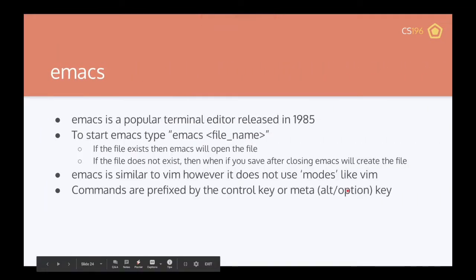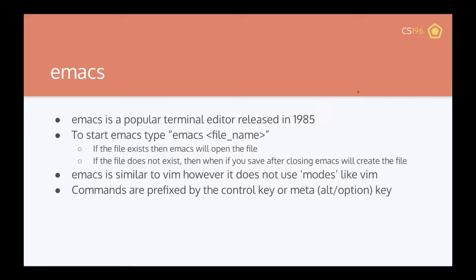Emacs is another popular terminal editor that was released in 1985. To start Emacs, you type emacs followed by the file name, very similar to Vim. Also similar to Vim, if the file exists, then Emacs will open the file, but if the file doesn't exist, then if you save after closing Emacs, it will create that file. Emacs is similar to Vim, however, it does not use modes like Vim. Instead, commands are prefixed by the control key or the meta key: alt for Windows and option for Mac.